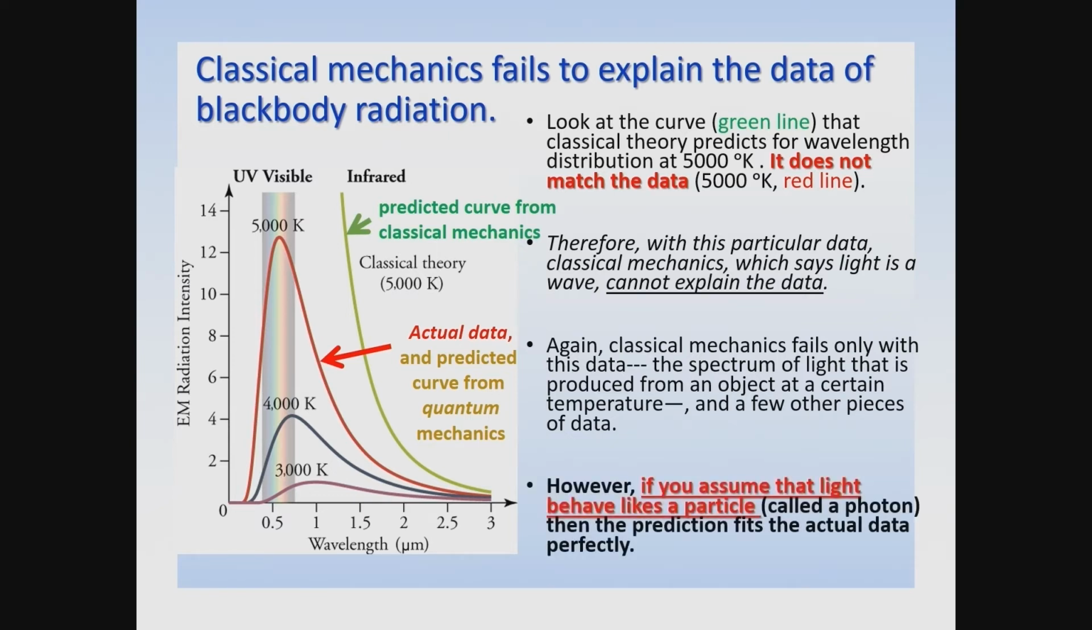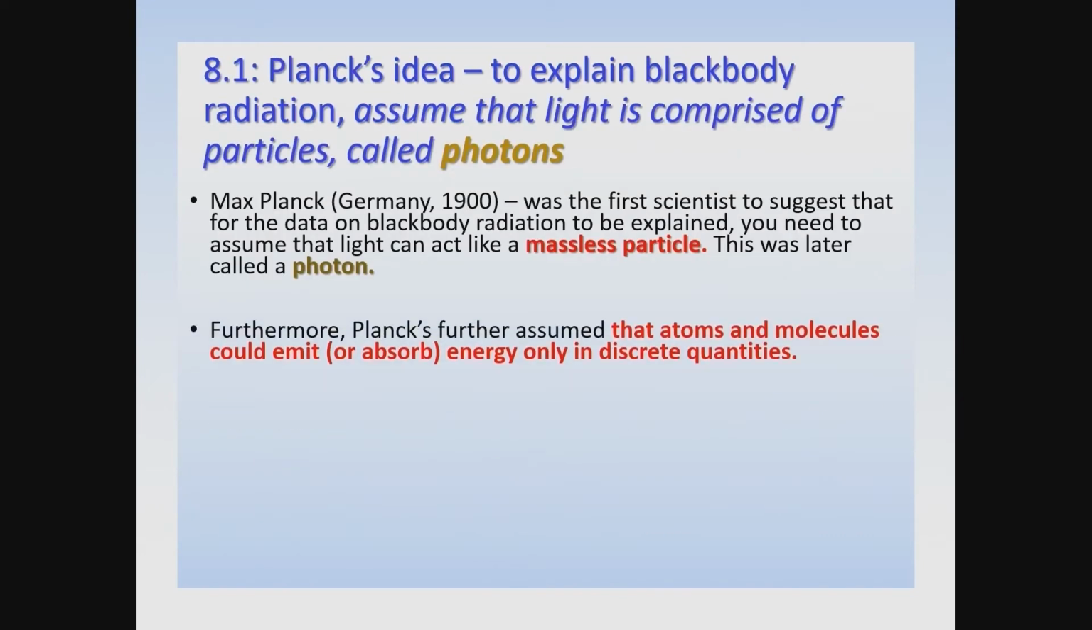And so at this point, this was the first data suggesting that not in all experiments can you assume that electromagnetic radiation can be described as a wave. Black body electromagnetic radiation can only be well explained assuming that light is not a wave, but actually behaves like a particle. The person who first figured this out was a guy named Max Planck. He did this in about 1900 in Germany, and he was able to explain the data from black body radiation, assuming that light acted like a particle.